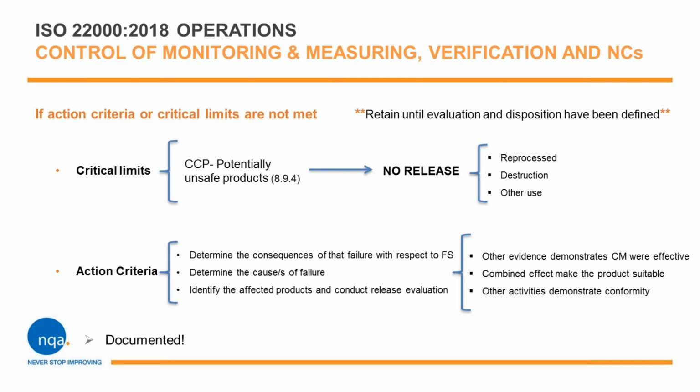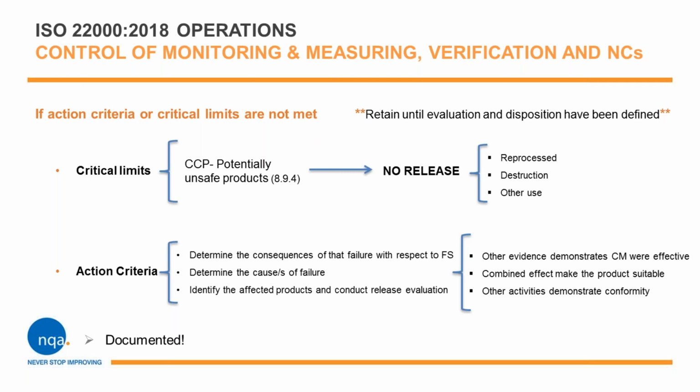So action criteria: when the action criteria are not met, remember, this is the monitoring activities that we have implemented for the OPRPs, then what do we have to do? We have to determine the consequence of that failure with respect to food safety. And we have to determine the cause of this failure and also identify the affected products and conduct a release evaluation. Okay, so we have different options.